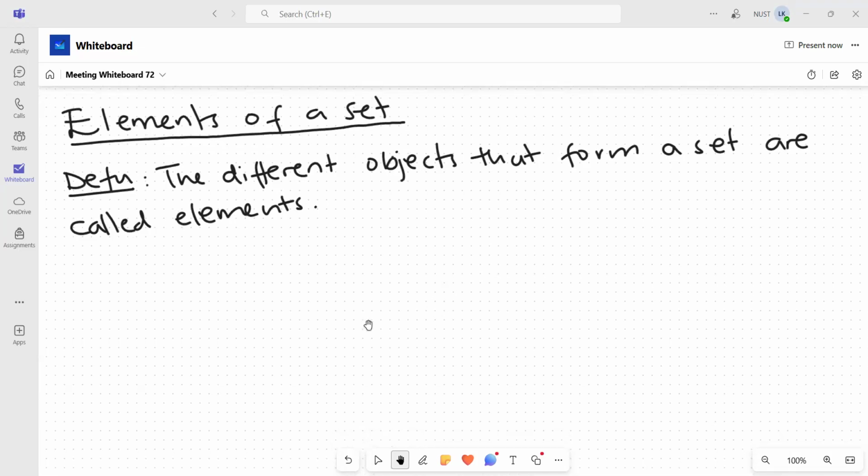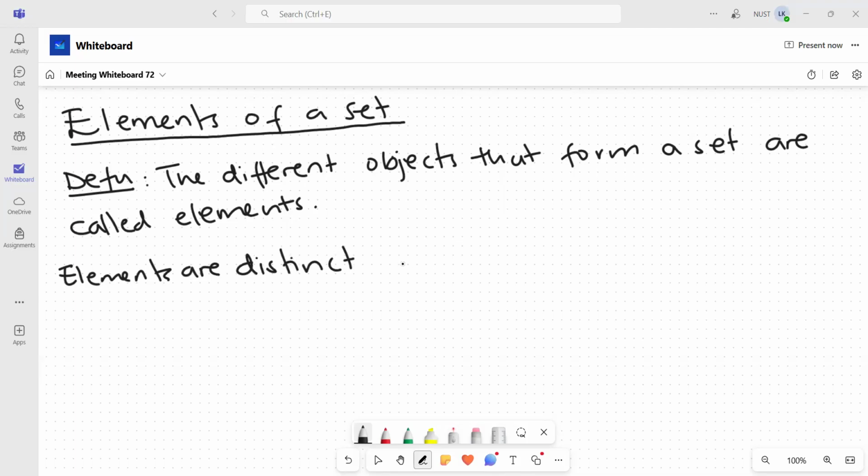It's important to note that these elements are distinct, with no repetitions.